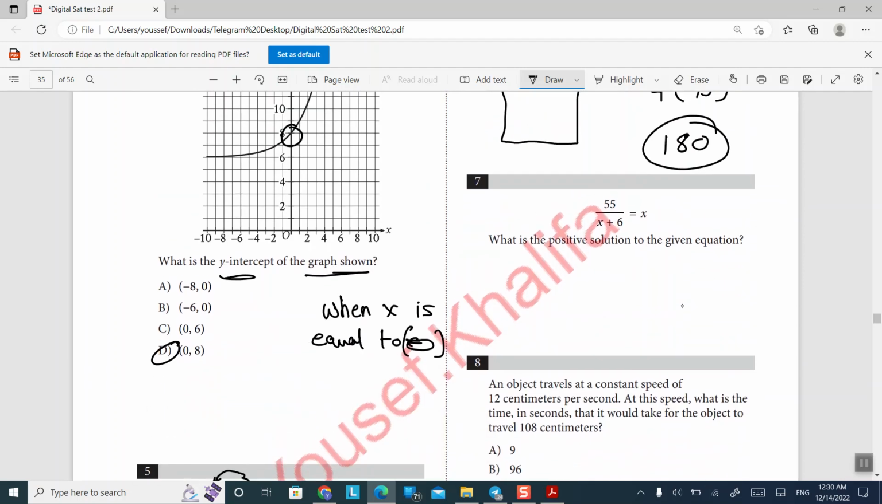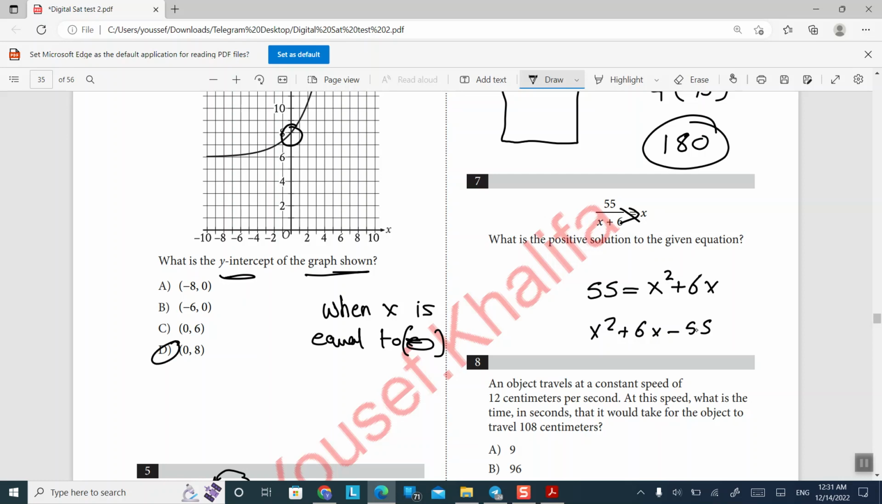Okay, let's move on. What is the positive solution to the given equation? So you can directly use either your calculator or you have to cross multiply. If you're not sure, fill out your answer. So you have to cross multiply. Or in other words, you have to isolate 55, shift 55 to the other side.